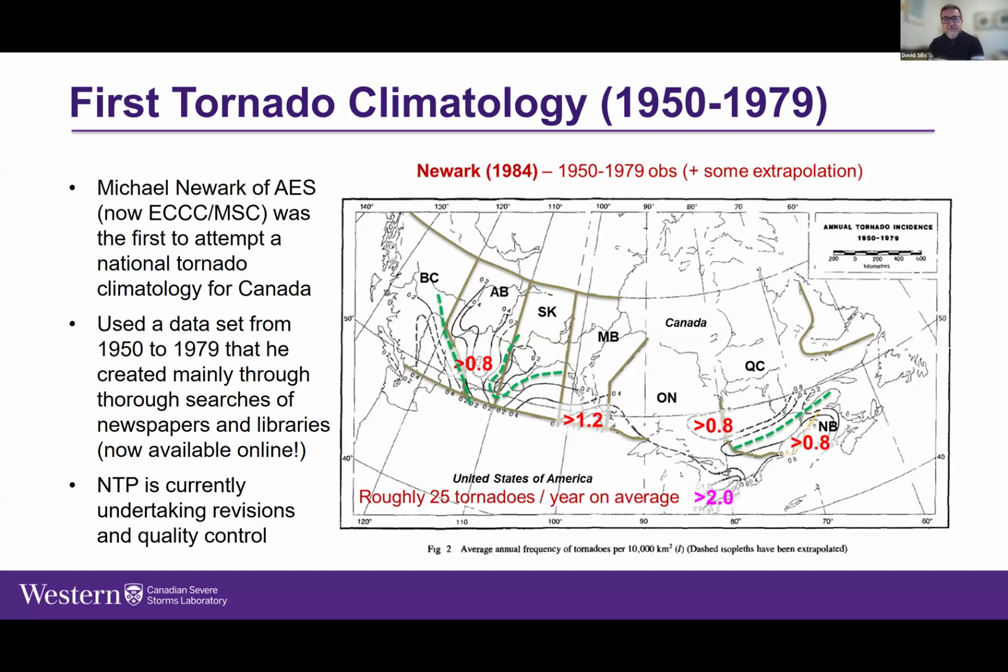And we have that data, and when we're extending our databases back further, we'll definitely be trying to include that data that Newark came up with. It needs some quality control to be able to be plotted properly and that kind of thing, but it's certainly something we're working on.